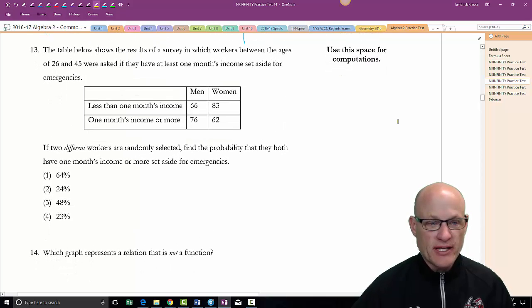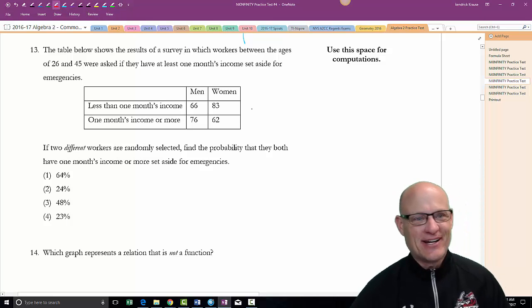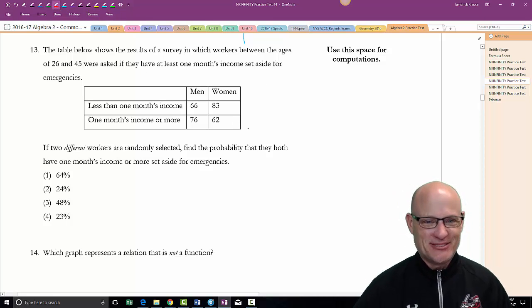The results of workers between the ages of 26 and 45. Sadly, I'm not in that group anymore. They are asked if they have at least 1 month's income set aside for emergencies. So less than 1 month's income, more than 1 month's income.